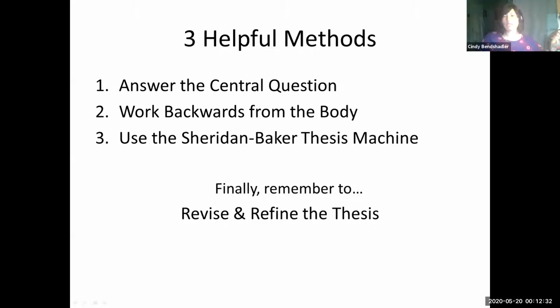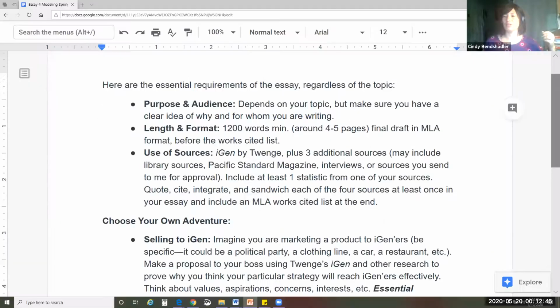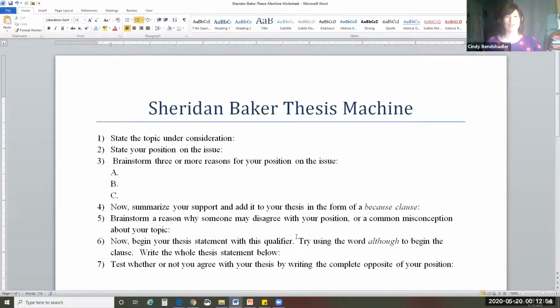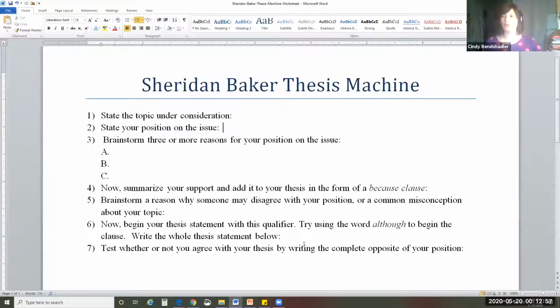But I wanted to give you another option, which is called the Sheridan-Baker thesis machine. And so I'm going to end the slide briefly, and I'm going to bring up another document for you to look at. Okay, so the Sheridan-Baker thesis machine was created by Sheridan-Baker, who is the author of, I believe it's the Practical Stylist.